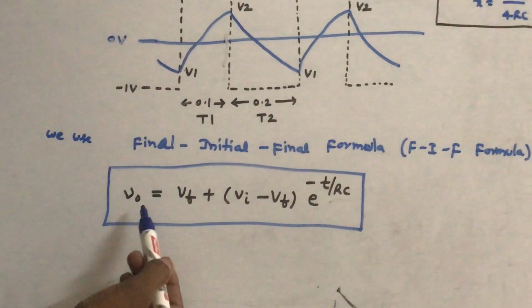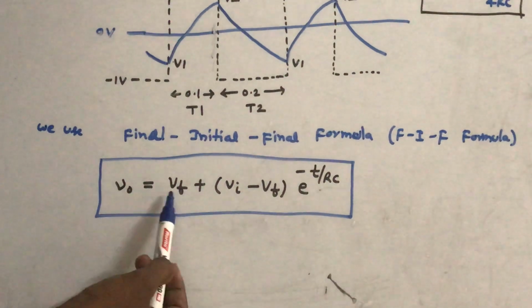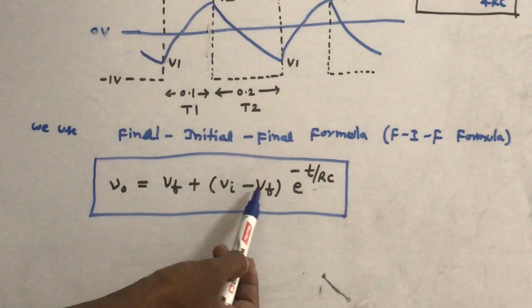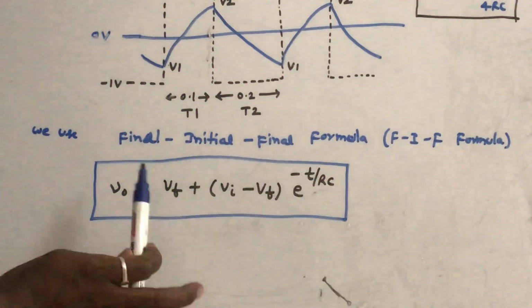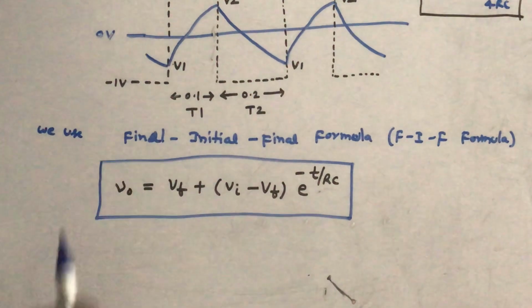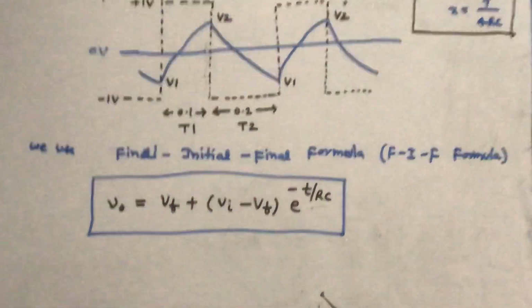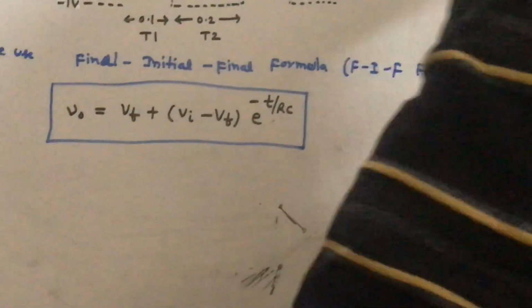So the same formula you can use for current also. I0, the output current, is equal to IF plus (II minus IF) into e power minus T by RC. Remember that this equation is true only for first order differential equations, for RC circuits. Now, in this waveform we write two equations.